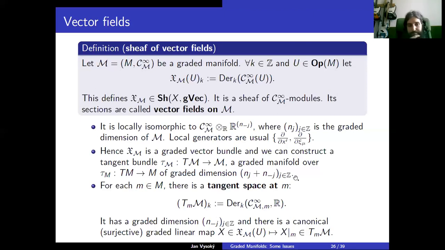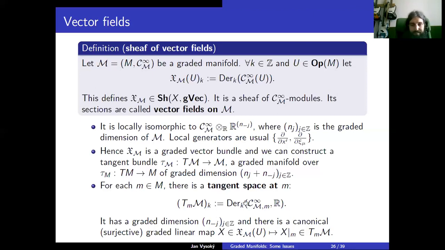And moreover, there is also a notion of tangent space at m. So what is a tangent space at m? It's a graded vector space again. This time it's finite dimensional, such that its kth component are degree k derivations of the stalk at m, valued in R. It has graded dimension n minus j. And in fact, there is a canonical surjective graded linear map from the algebra of vector fields to the tangent space at m.